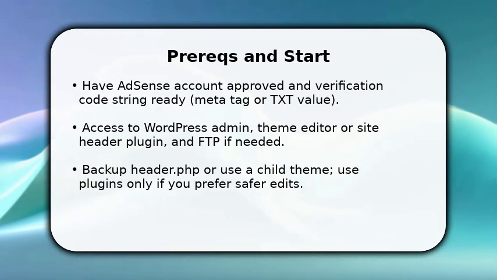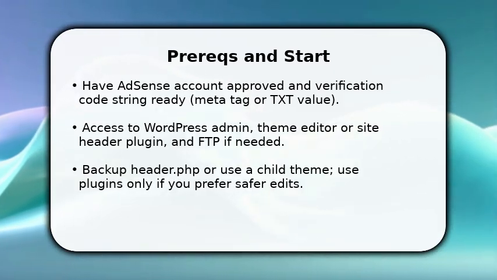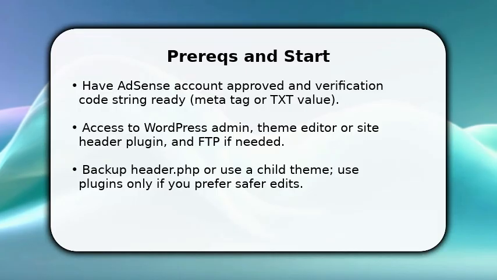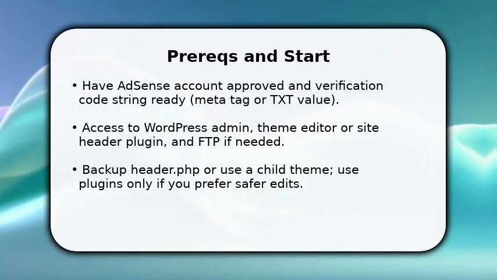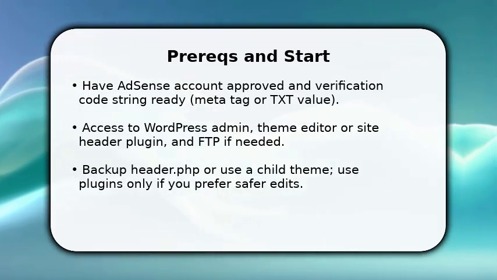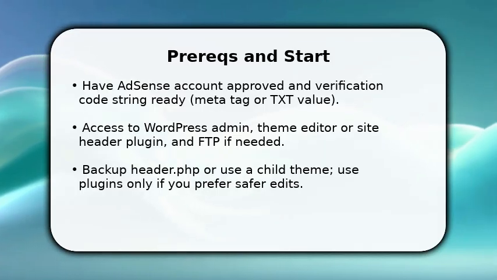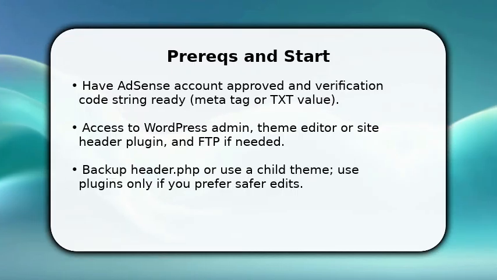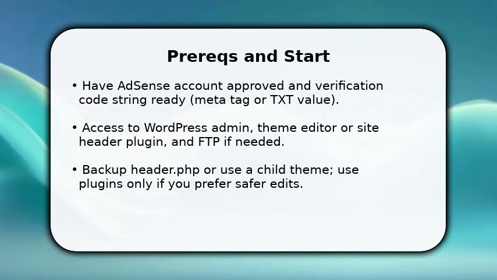Enjoy the video. You already have an approved AdSense account and the verification meta tag or TXT value. Open WordPress now. First, make a quick backup of header.php, or enable a child theme so edits are reversible. Then navigate to Appearance, Theme File Editor, or install a header insertion plugin if you prefer no code.